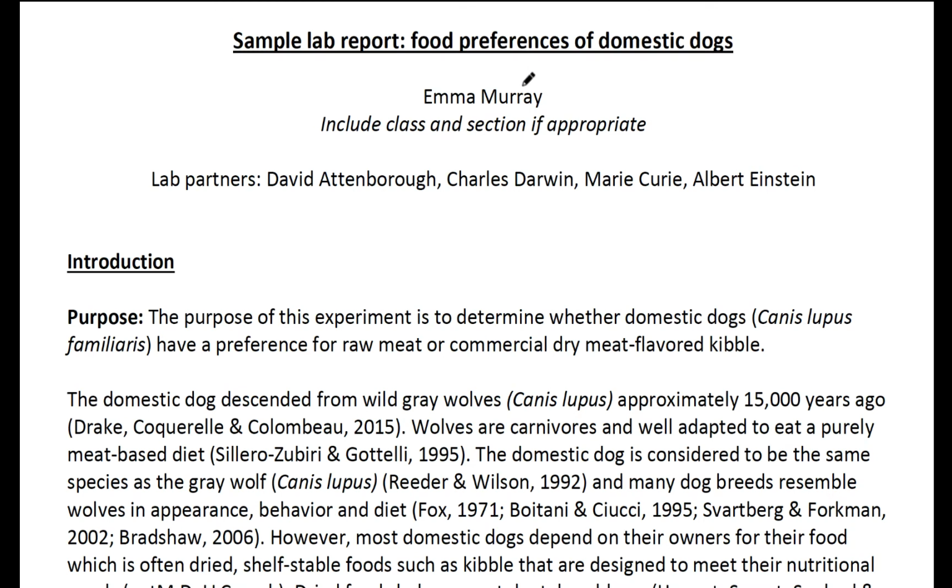Let's use the sample lab report to go over what needs to be in each section. The title summarizes what the experiment is. I've got my name, I'm going to put my class or section, and then I've got my lab partners.